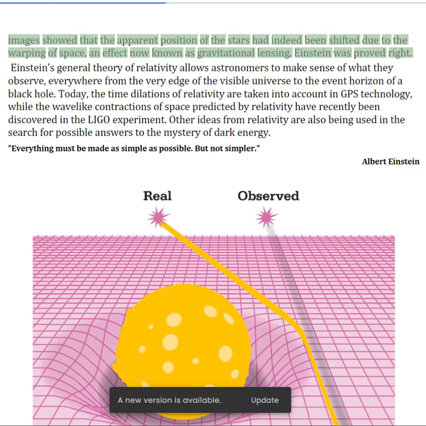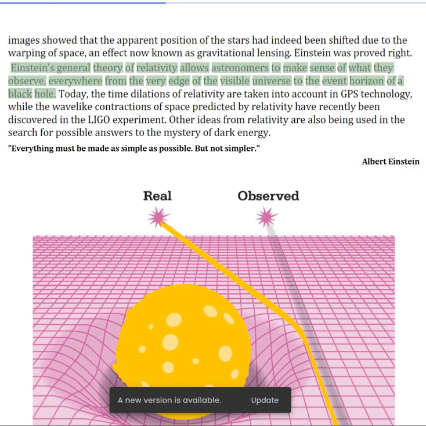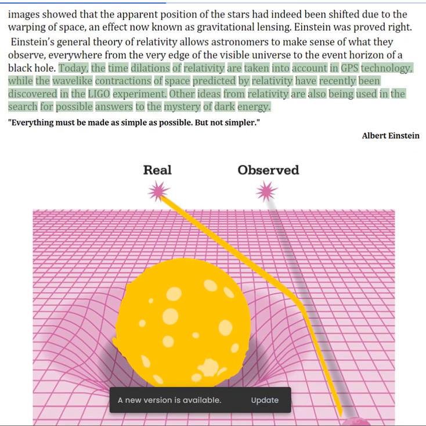Einstein was proved right. Einstein's general theory of relativity allows astronomers to make sense of what they observe, everywhere from the very edge of the visible universe to the event horizon of a black hole. Today, the time dilations of relativity are taken into account in GPS technology, while the wave-like contractions of space predicted by relativity have recently been discovered in the LIGO experiment. Other ideas from relativity are also being used in the search for possible answers to the mystery of dark energy.